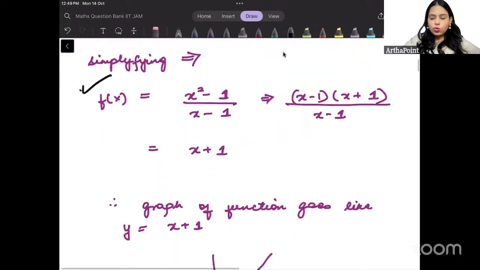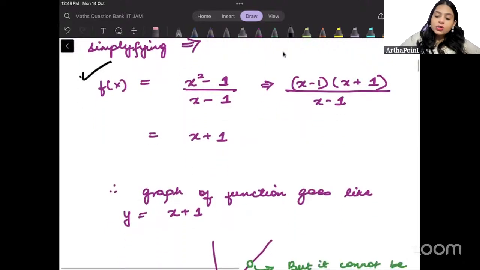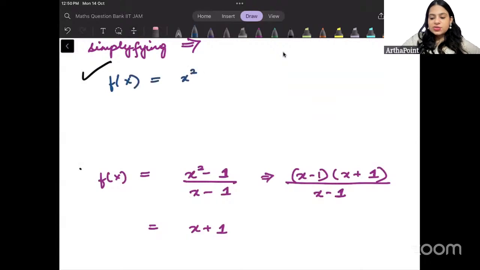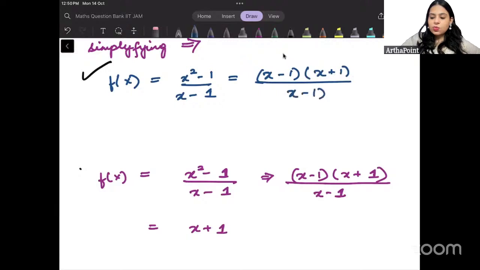Now, one thing you can see. If I try to simplify this function, my function that I had taken, f(x) is equal to x square minus 1 upon x minus 1, right? If I try to simplify this function, what can I write? I can write this as x minus 1 into x plus 1 upon x minus 1. And this will become simply x plus 1.